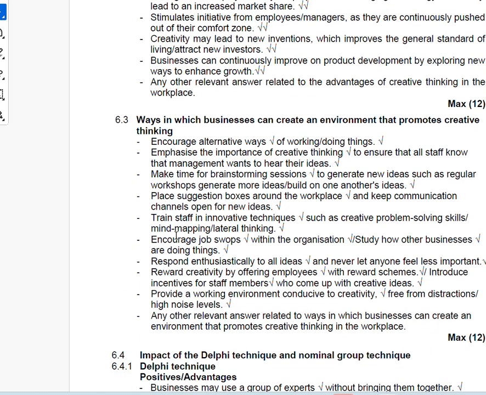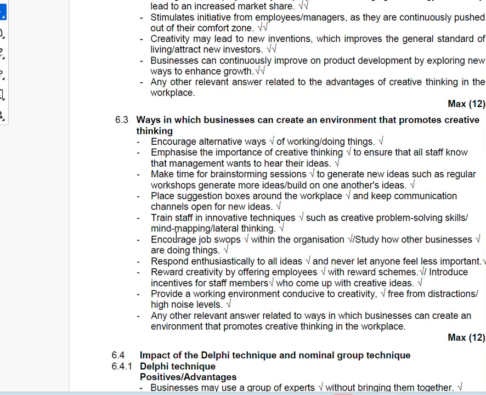6.3, the part of the exam that you also needed to look at was ways in which business can create an environment that promotes creative thinking. Encourage alternative ways of working or doing things. Emphasize the importance of creative thinking to ensure that all staff know that management wants to hear their ideas. Make time for brainstorming sessions to generate new ideas, such as regular workshops, generate more ideas, build on one another's ideas. Place suggestion boxes around the workplace and keep communication channels open for new ideas.